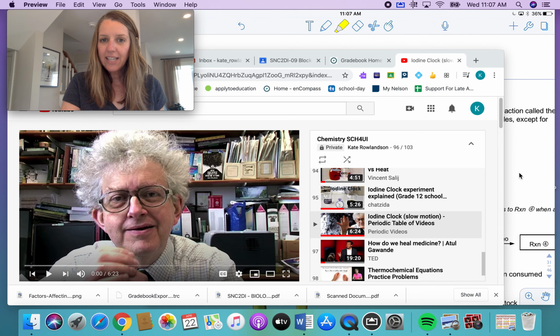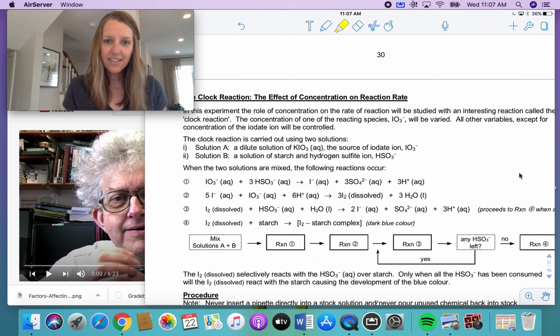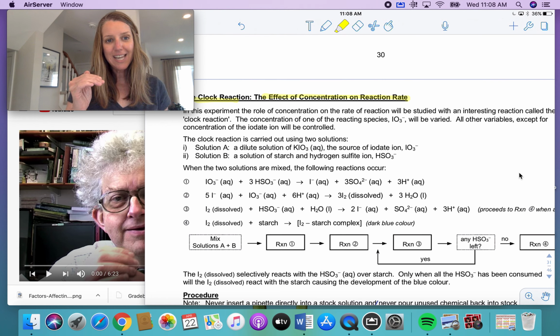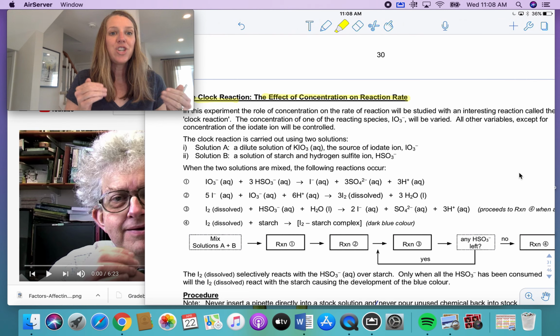What are we looking at here? We are looking at this chemical reaction right here, okay? So the clock reaction has to do with changing the concentration, but the mechanism by which these steps occur would be the same no matter whether you change the concentration or not. Changing the concentration will just manipulate the rate at which that reaction will take place.